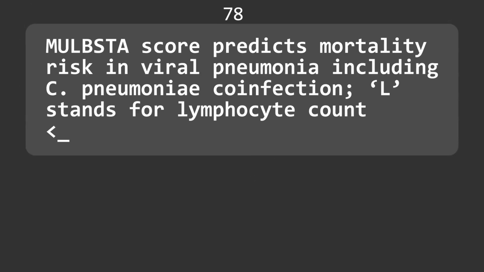The SPEAK score predicts mortality risk in viral pneumonia including C. pneumonia co-infection. L stands for lymphocyte count, less than 800 per microliter.